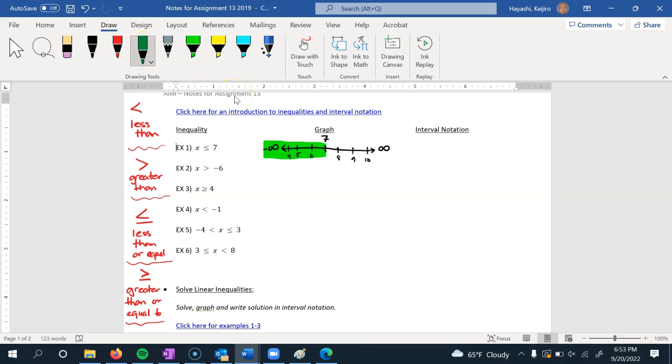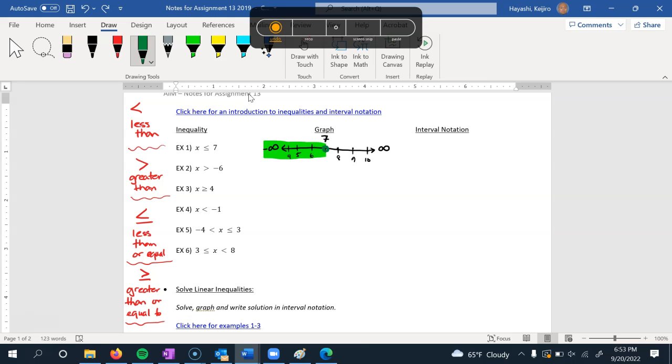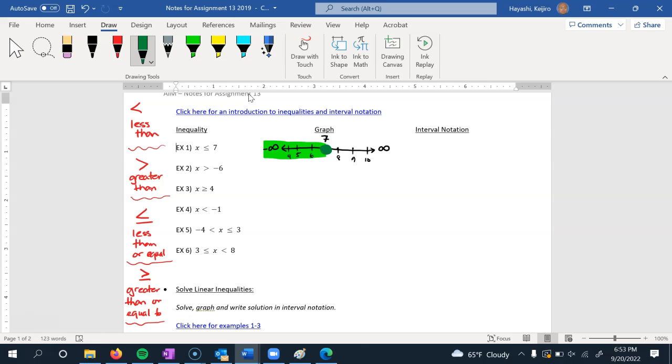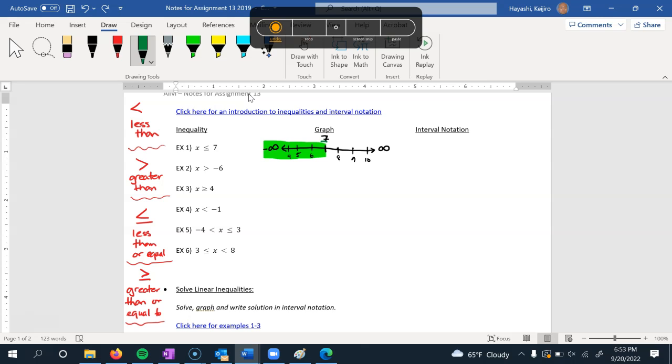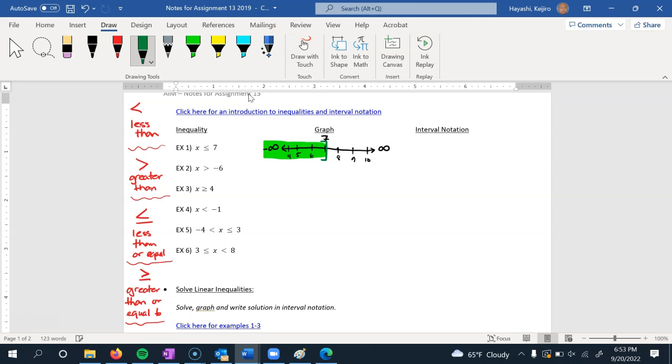And right on the 7, to sort of cap off this shaded area, I'm gonna put a little bracket, or some of you may have learned it as a closed circle, and that's fine too. So either a closed circle as opposed to an open circle, or a square bracket. You can do whichever you'd like. I'm just gonna do a square bracket because I'm gonna need a square bracket later when I actually write the interval.